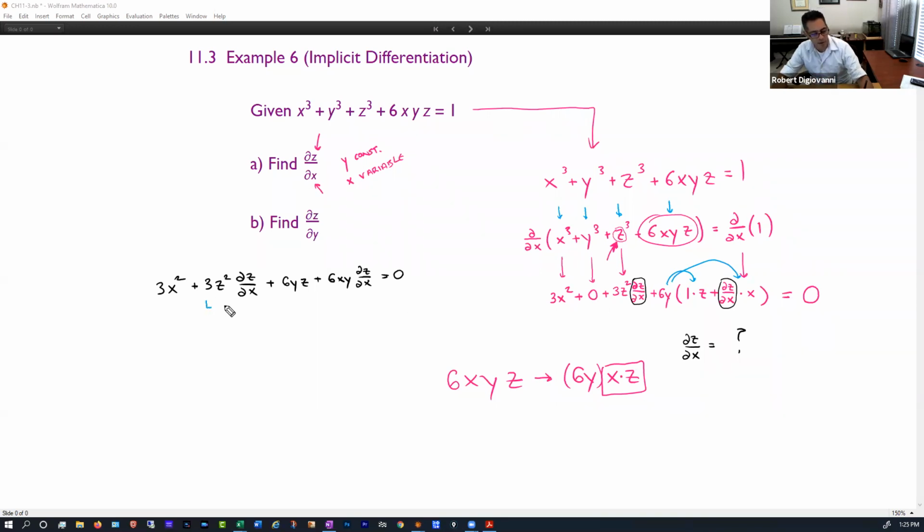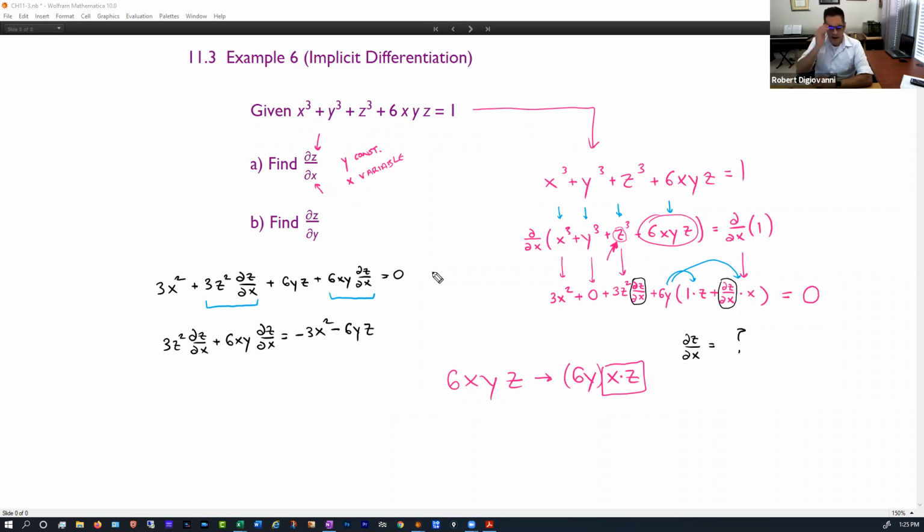Now what I'll do is I will take everything that has partial of z with respect to x, I'm going to leave it on the left side of the equation. Everything that does not have it is going to go to the right-hand side. Okay, so I'll have negative 3x squared. I'll have plus 6yz. No, minus, sorry. So I brought this over and I brought this over.